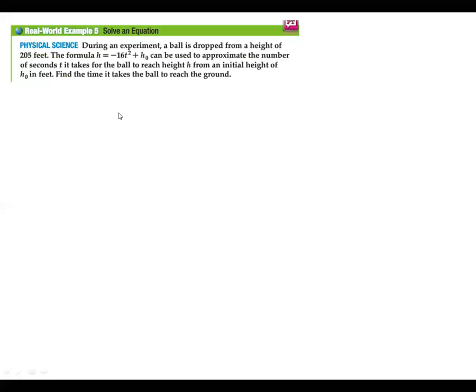Last problem. During an experiment, as a ball is dropped from a height of 205 feet, the formula h equals negative 16t squared plus h naught can be used to approximate the number of seconds t it takes for the ball to reach a height h from an initial height of h naught in feet. Find the time it takes the ball to reach the ground.